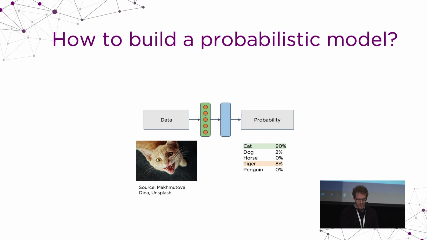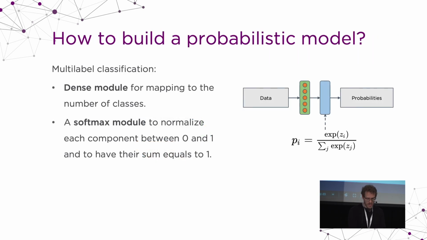So how can we model this probability in multi-class? We will use the softmax module. The softmax is defined here. For a vector of size n, the probability associated to one component will be the exponential of this component, divided by the sum of the exponentials over all the components. So it's called the softmax module.